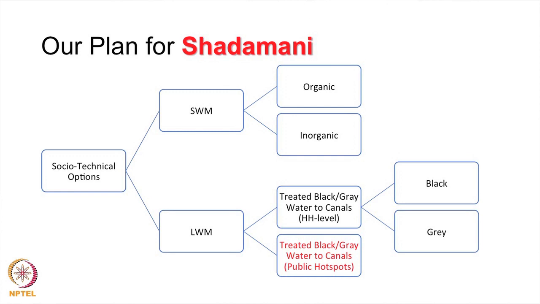Two more slides. One is this: you will be looking at socio-technical options. That's why you will be doing social analysis as well as technology analysis. Solid waste management, organic, inorganic, you will be looking at the kind of production of that. In liquid waste management, treated black water, grey water into the canals, household level, and public hotspot. This we will not be doing now. And treated water, what is the black element, what is the grey element of this. So this is the crux of what you are going to do.